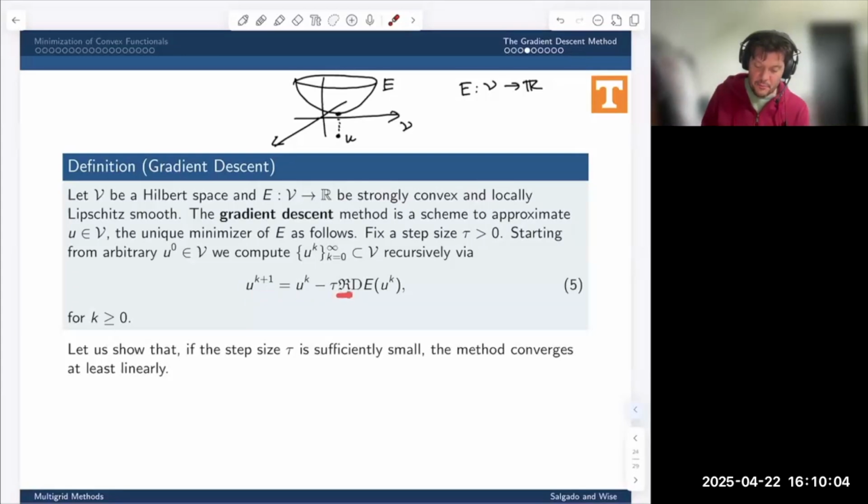times the Riesz map of this linear functional. Remember, a derivative is a linear functional, and in this case, we're taking the derivative at the point uk.